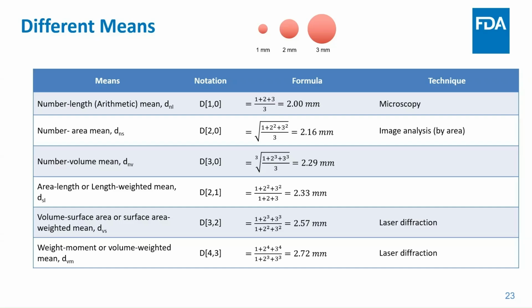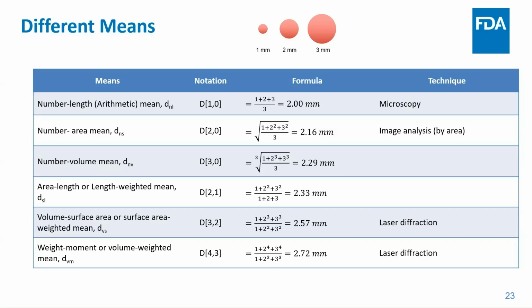So for the D10 number length mean, we typically are looking at microscopy techniques. We look at cryo-TEM, we look at a microscope, and we count the particles, how many we have measured, and we measure diameter. Using this, we calculate the number length mean. Inherently, this is the only way to measure with microscopy. The other way is area, of course.